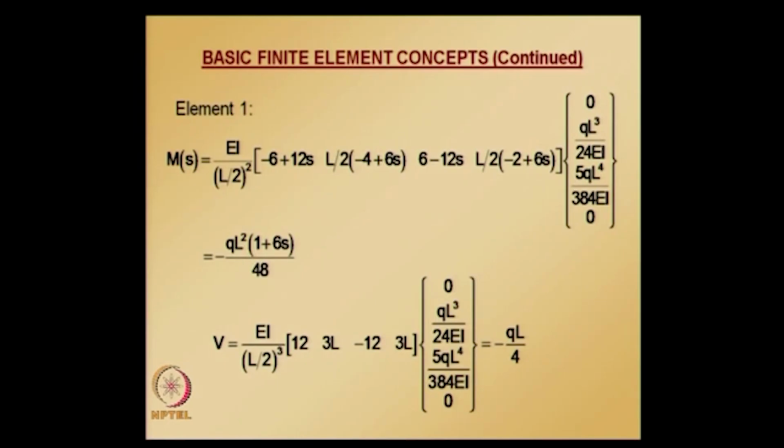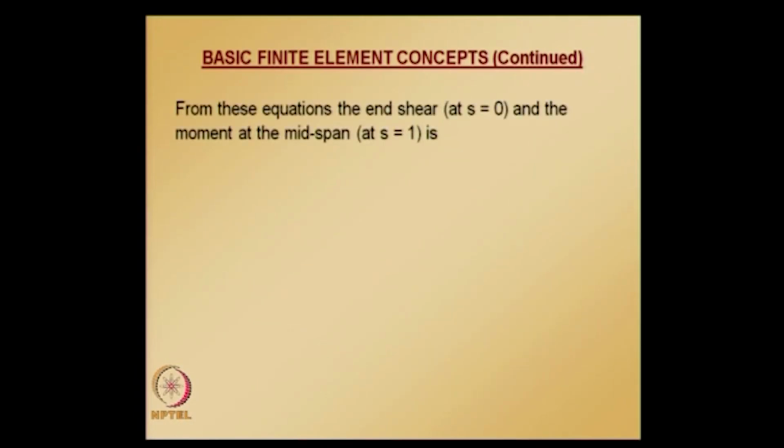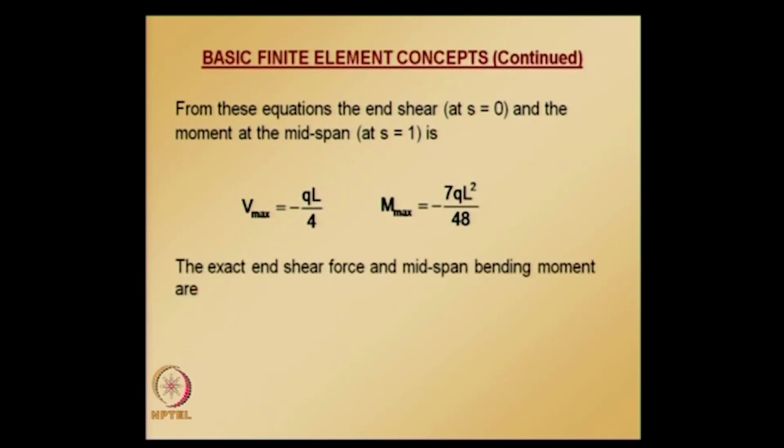So, to get the shear at the left hand end, substitute S equal to 0, and to get the bending moment at the midspan, substitute S equal to 1. From this equation, the shear at the left hand end, S equal to 0, and the moment at midspan, S equal to 1, are these values, and the exact end shear force and midspan bending moment are these values.